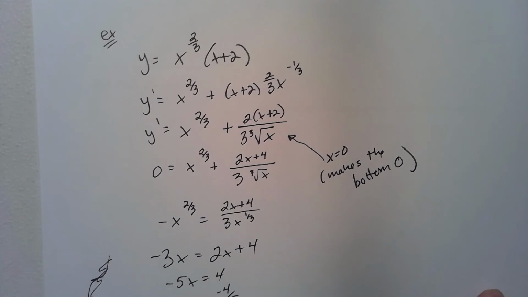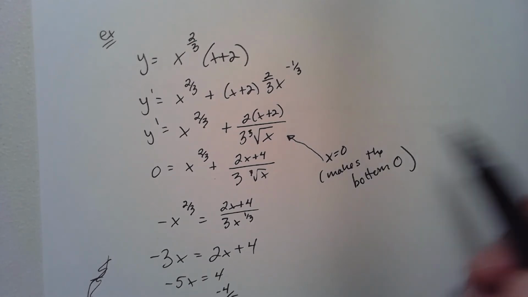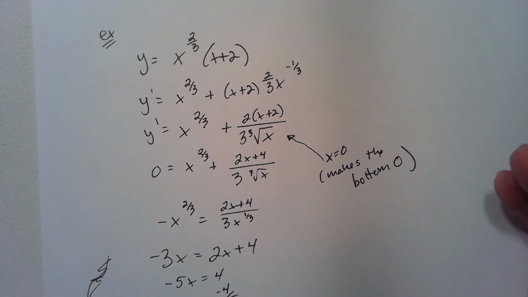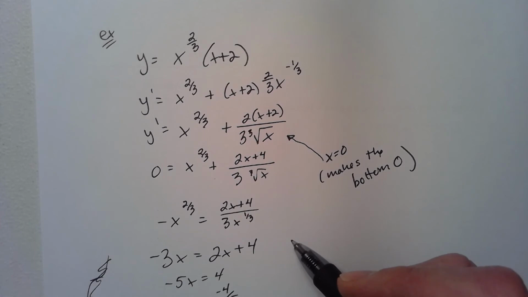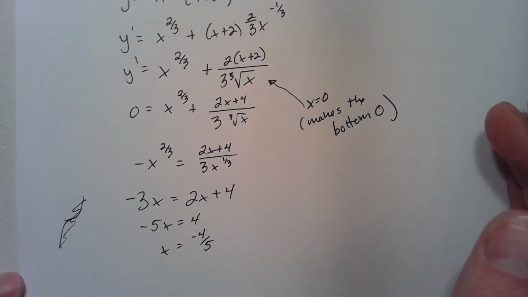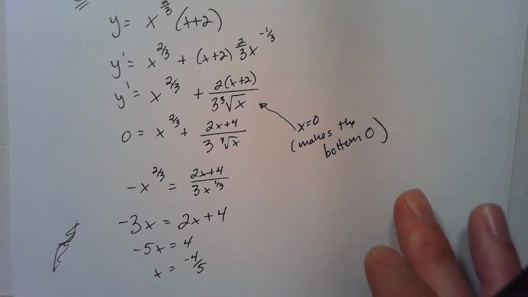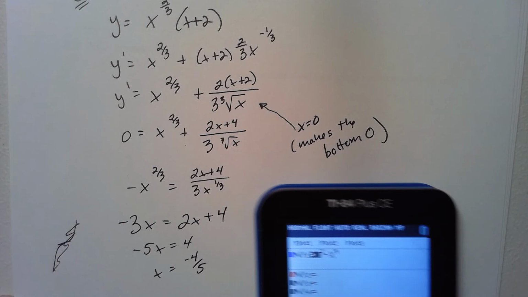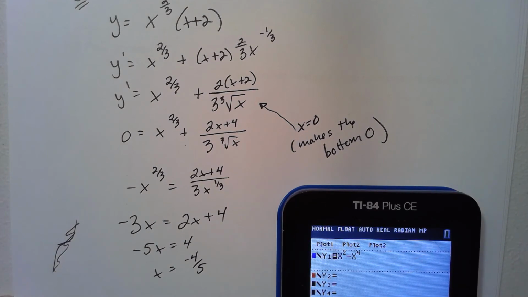Okay, so it's undefined at that point. So right now in 4.1, we have done everything we need to analytically. Later on in the chapter, we are not going to be using our calculators, but for right now, we're going to use our calculators to look at what's happening at negative 4/5 and what's happening at zero.